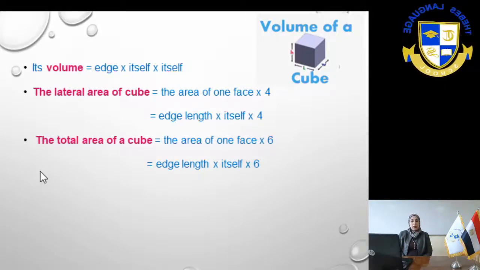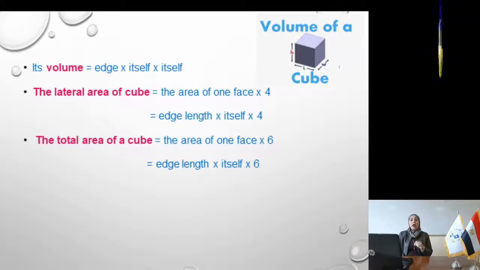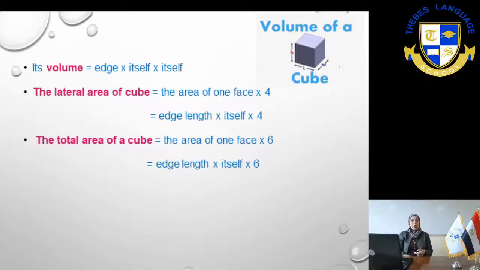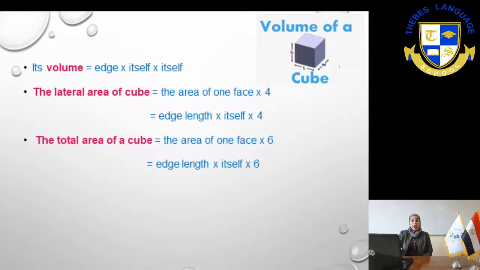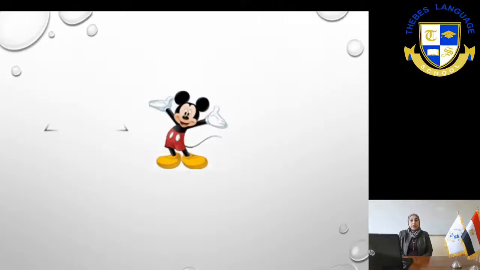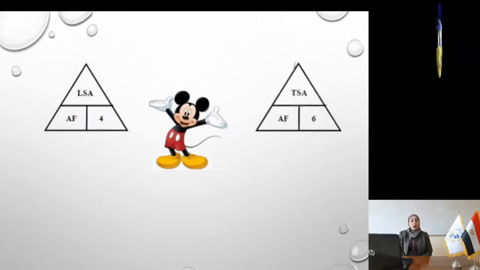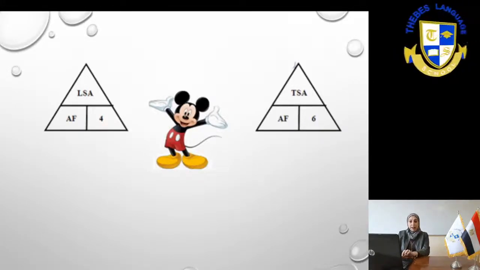Again, the total area of a cube equals the area of one face, but now I'll multiply it by 6. Why? Because I add the ceiling and the floor. So it will be the area of one face times 6, which means edge times itself times 6. Do you remember the magic triangle? The lateral surface area equals the area of one face multiplied by 4, and the total surface area equals the area of one face multiplied by 6.